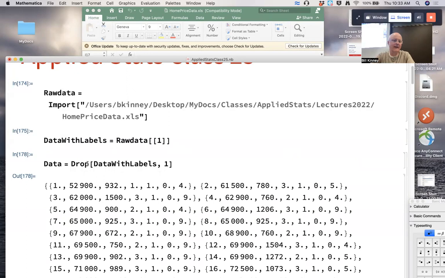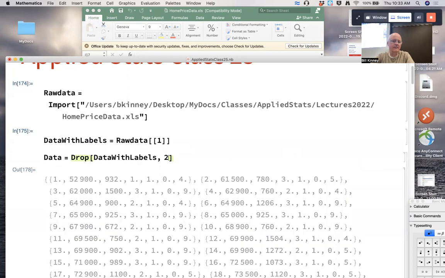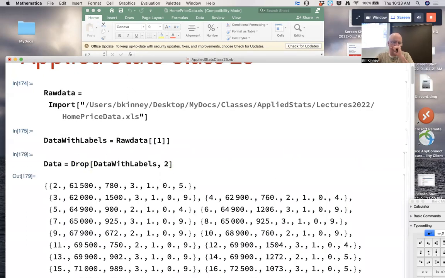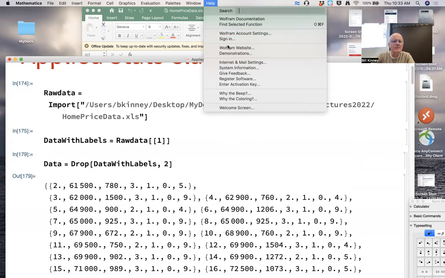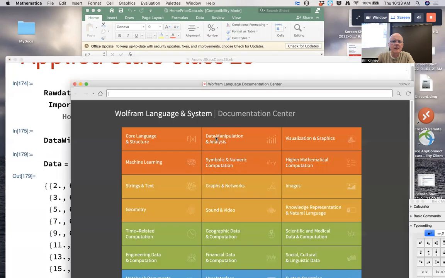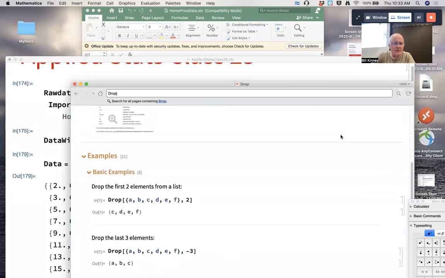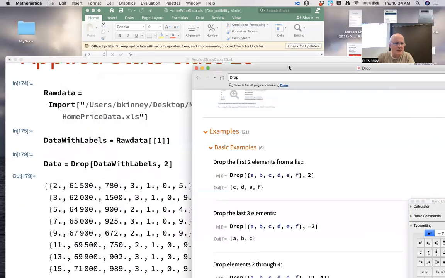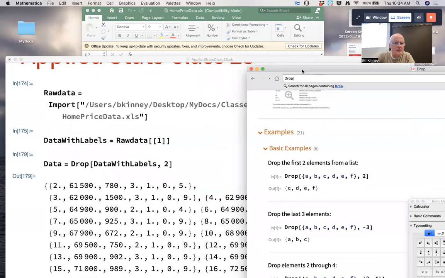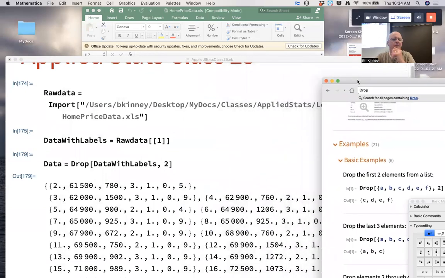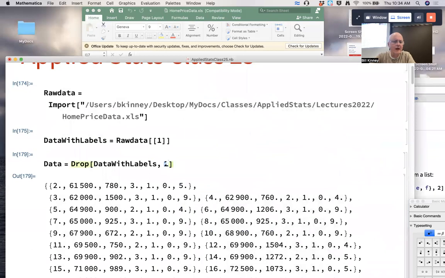Actually, I think I'd like to get rid of the observation numbers as well. Let's do a 2 here instead. Did that do it? Wait a minute. Am I using Drop correctly? First n elements dropped. That should have worked. Oh no, okay. I'm thinking about it wrong.